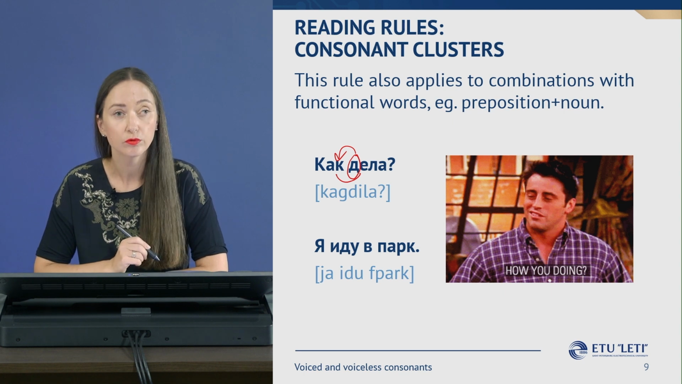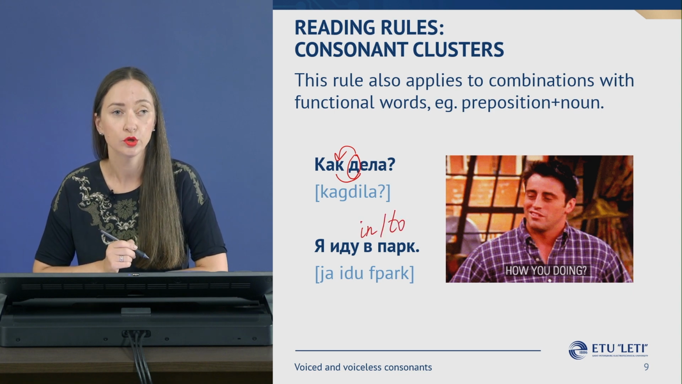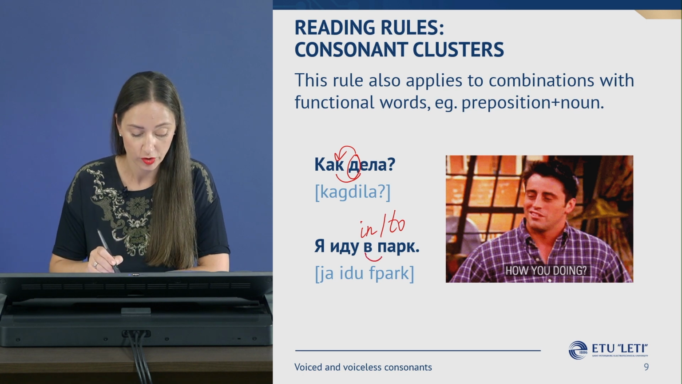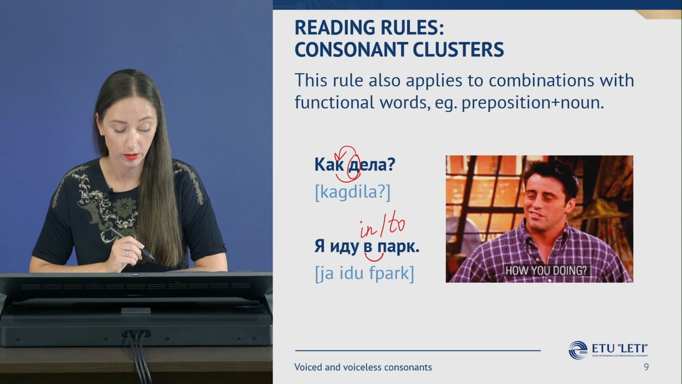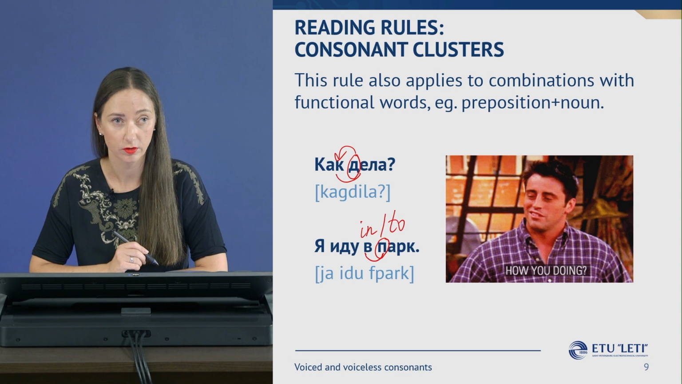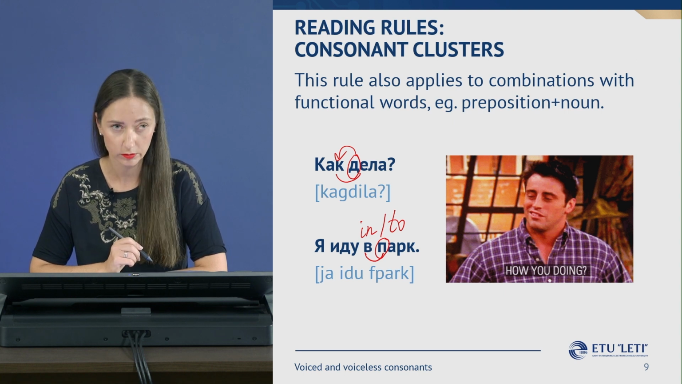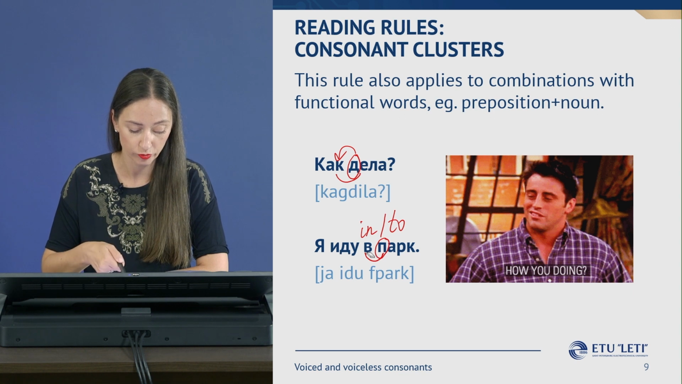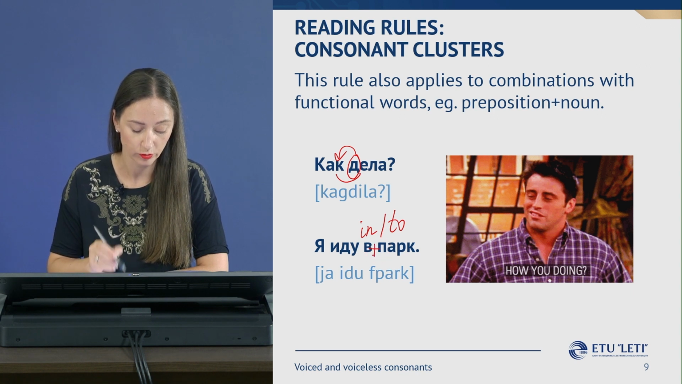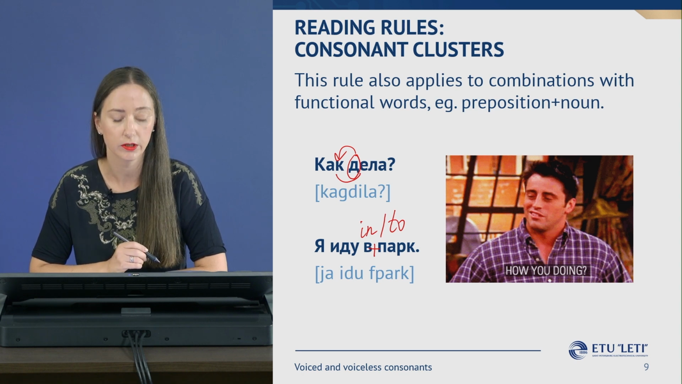Let's study the example with the preposition. Я иду в парк. В means in or to. The preposition is pronounced together with the noun. The noun starts with the voiceless consonant, so v becomes voiceless. Я иду в парк. There is absolutely no pause right here, guys, right? These words are pronounced together. No в парк, but together в парк.